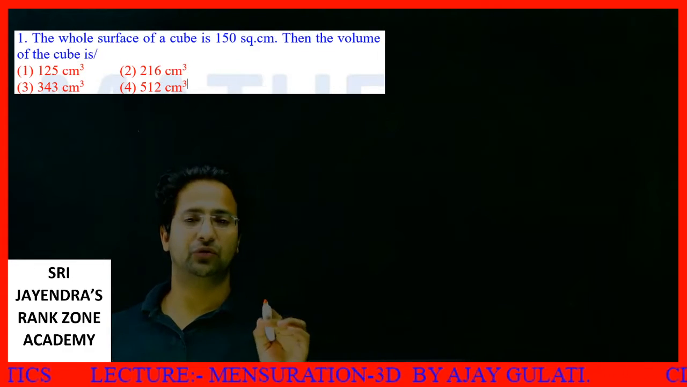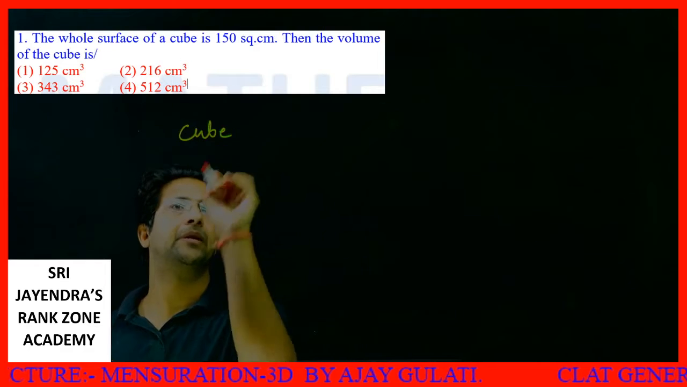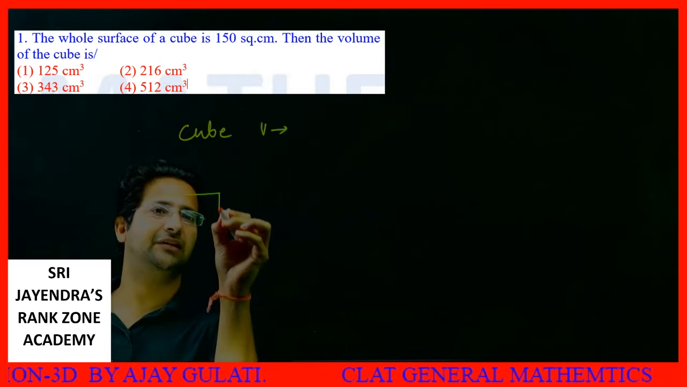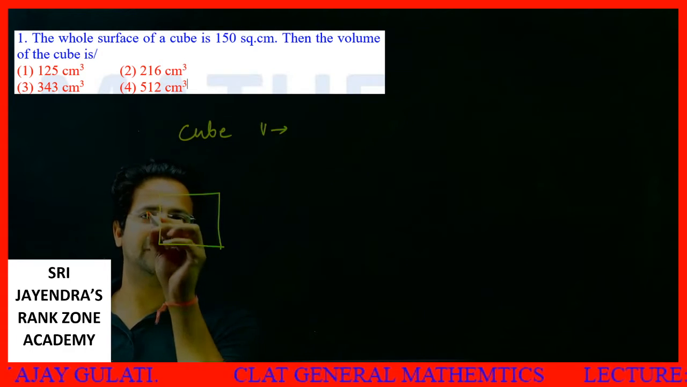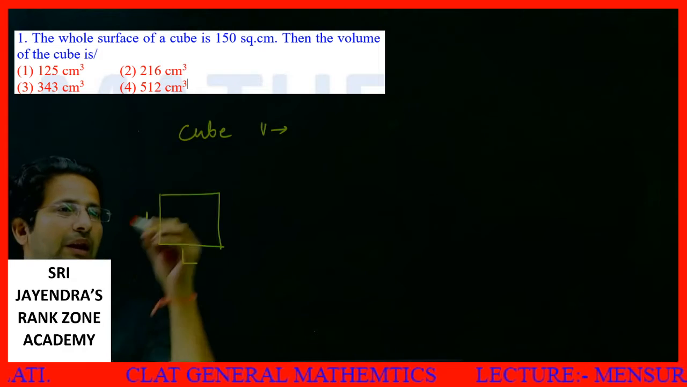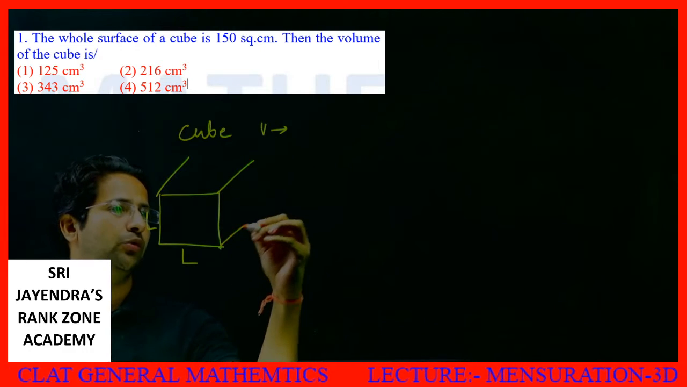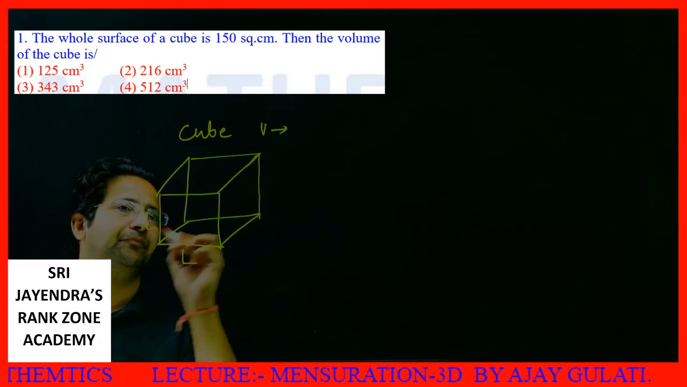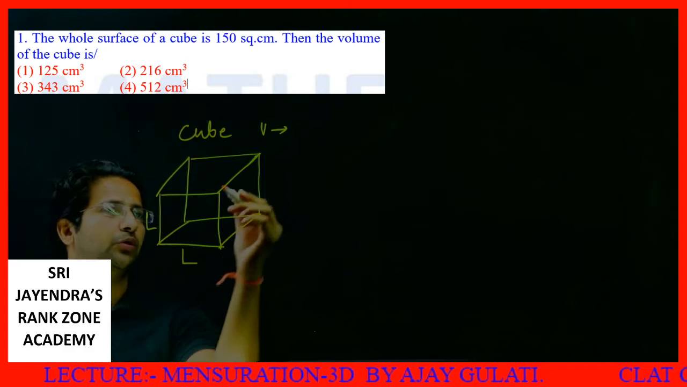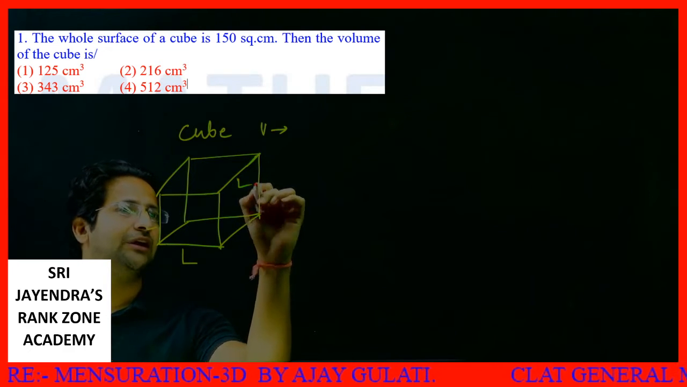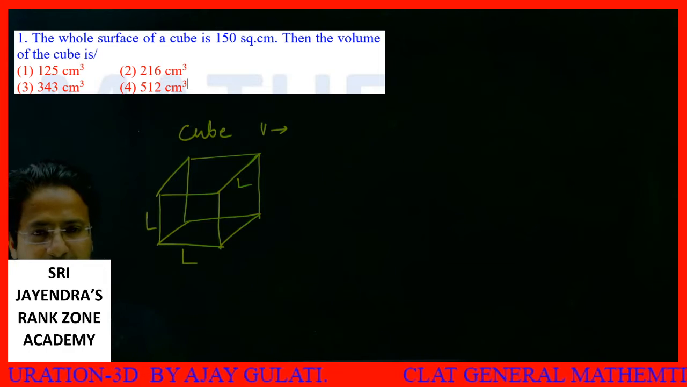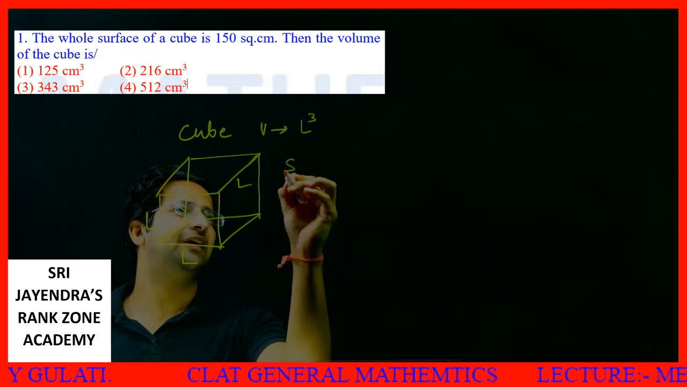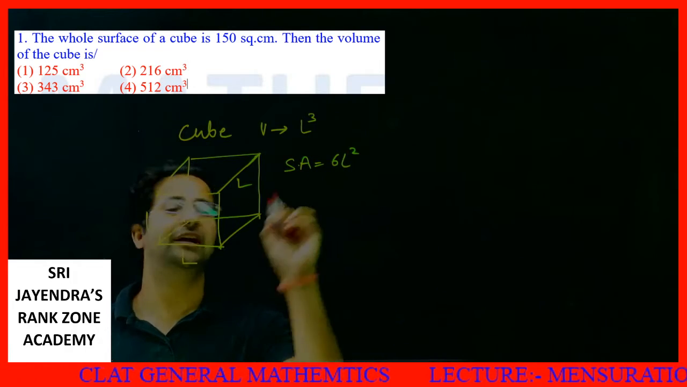So the next concept is, students, cube. Cube, what is the volume? Cube is a regular three-dimensional figure. Like this is the length, this is the breadth. That will also be equal to L, and this height will also be equal to L. You getting it, dear students? The height is also equal to this. Got it, students? Okay, so the volume of a cube is L cube, and the surface area of a cube, as I told you earlier, will be 6L square.